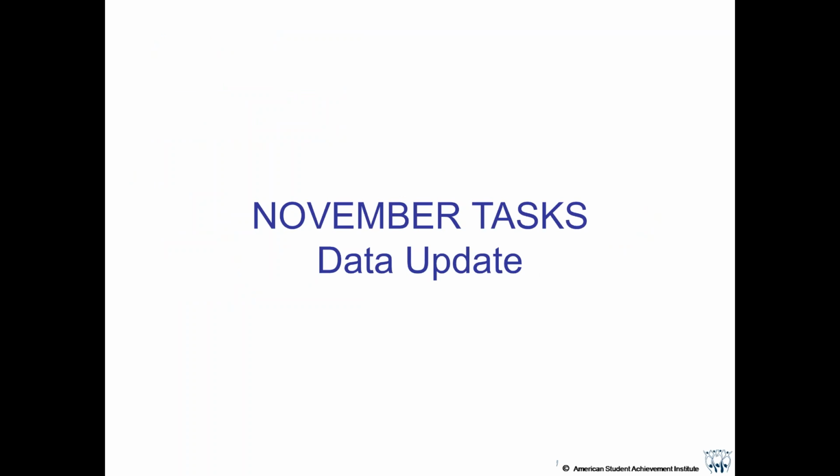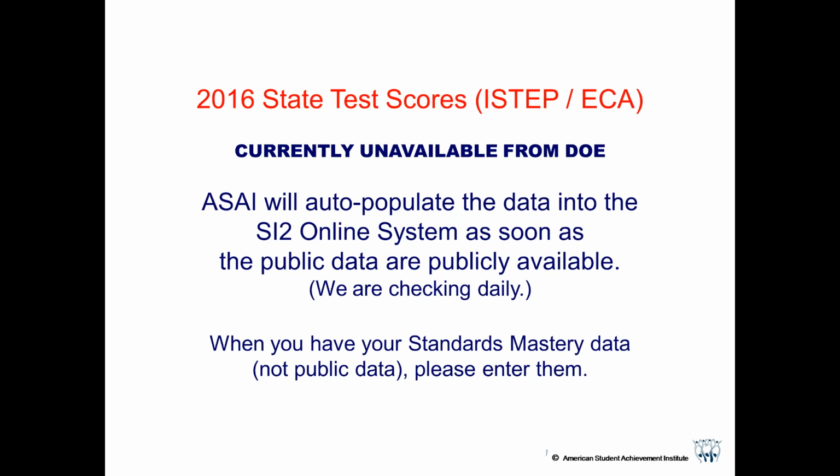Okay. So the November tasks, then, what we're doing this month. There is not a council discussion this month. That won't happen again until December. And so what we're doing this month is just having the steering team update the data in your online system. So I'm going to run through that very quickly. This will probably be a fairly short webinar. At least I don't think we'll run over at all. So all we need to do is talk about getting that data updated.